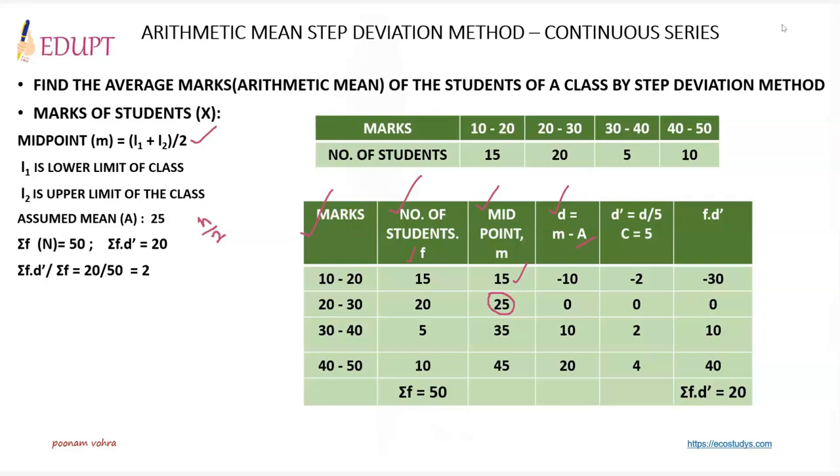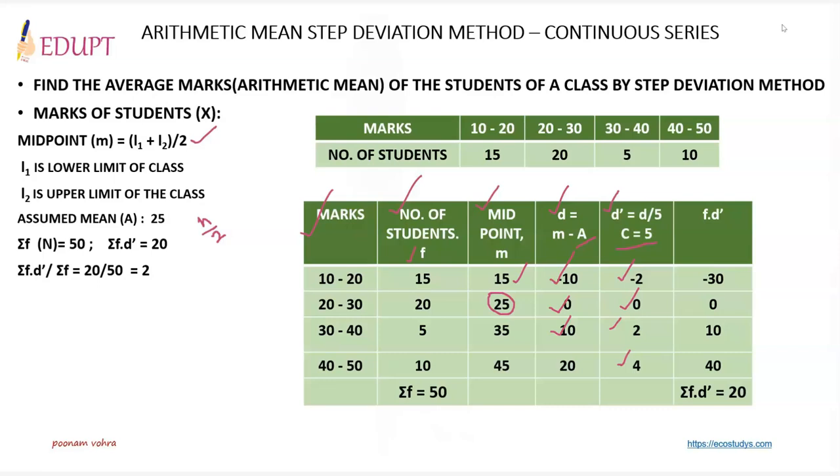Deviations can be found by 15 minus 25, it is minus 10. 25 minus 25 would be 0. 35 minus 25 is 10, and similarly for the last one. The next step is to find C. C is the common factor. Common factor is 5 in this case, so we shall have deviation dash, that is deviation divided by 5: minus 10 divided by 5 is minus 2, 0 divided by 5 is 0, 10 divided by 5 is 2, and similarly 20 divided by 5 is 4.